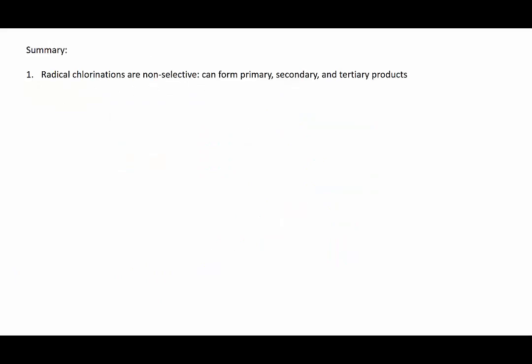So to summarize, radical chlorinations are non-selective. They're going to form primary, secondary, and tertiary products because the transition state is more similar to the starting material, which does not have a radical character. Radical brominations, however, are more selective. They will form predominantly the most substituted products because, forming the radicals in an endothermic reaction, the transition state will more closely resemble the radical, and a secondary or tertiary radical will always be more stable, so that will be formed preferentially.